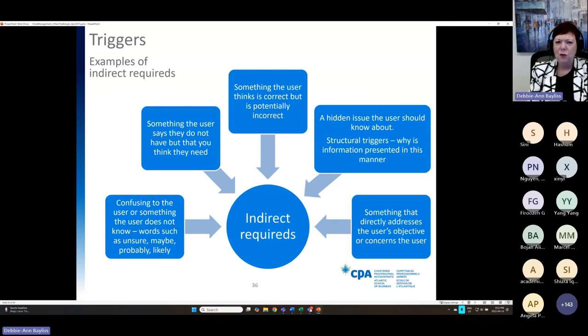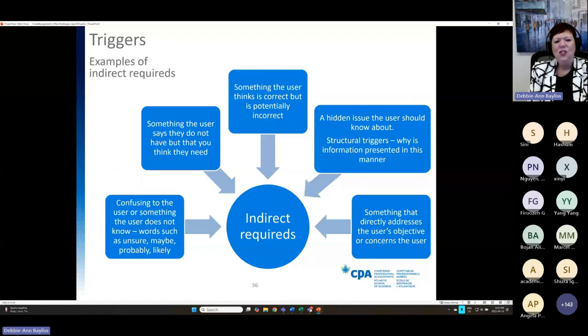I'm going to go through some of the examples. It could be that there's something confusing to the user or something that the user doesn't know. So if you hear words like, "Well, I'm not sure if I handled this correctly, but most likely it's right," that is an indication that you need to talk about what they're uncertain about, and perform whatever the appropriate analysis is.